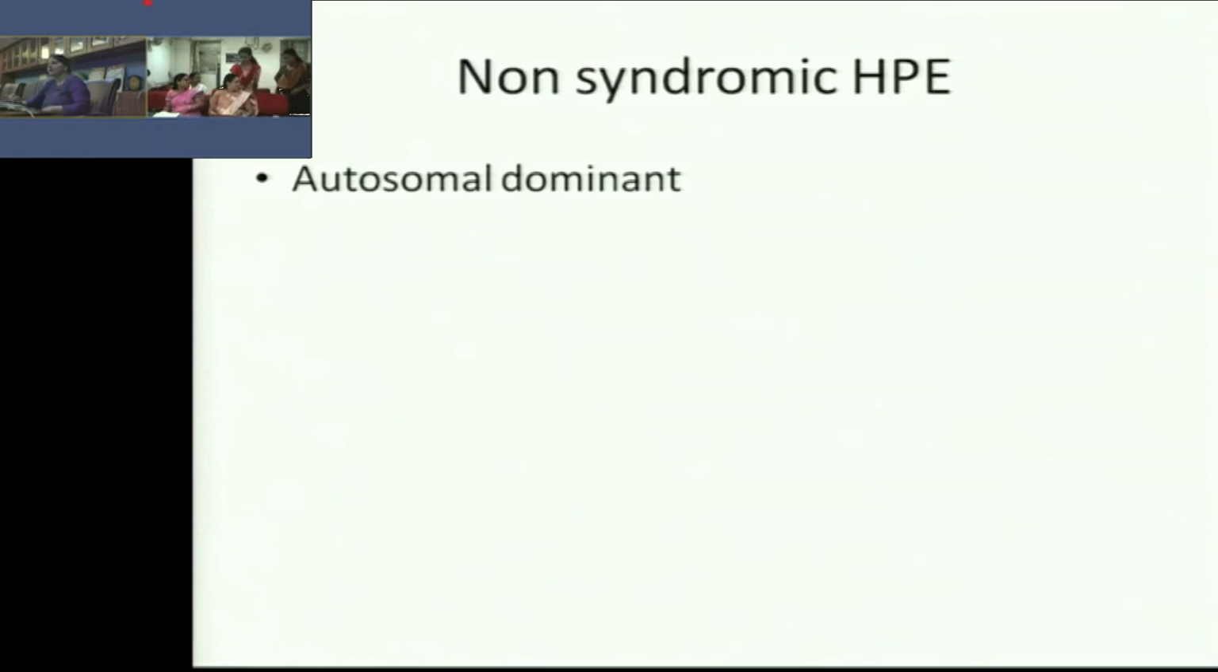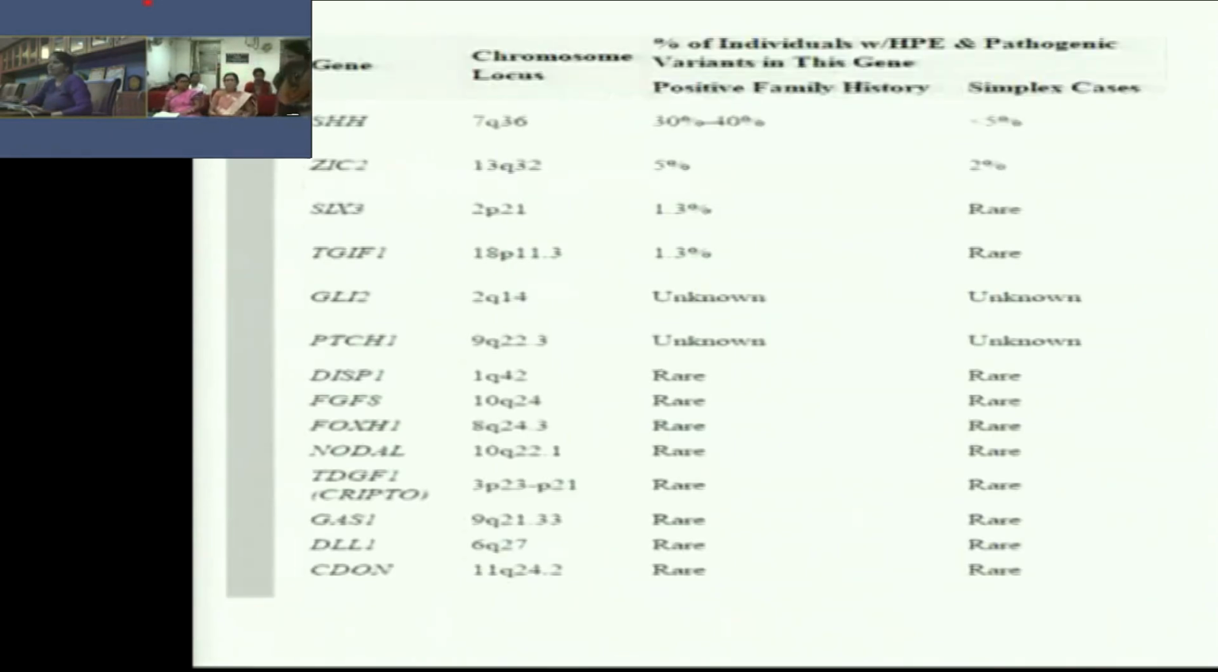In the non-syndromic, we can have autosomal dominant. These are the various genes including sonic hedgehog, that is SHH, one of the most common, ZIC2, SIX3, TGIF, GLI2, and other genes, DISP1, which are associated with the autosomal dominant non-syndromic forms of HPE. If you see a positive family history, SHH is responsible for about 30 to 40% of cases, which is one of the most common, then ZIC2 is the second most common.